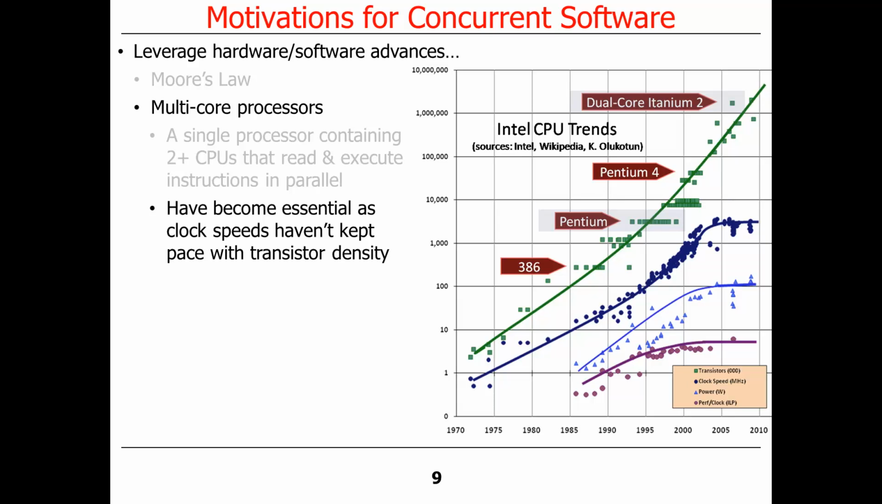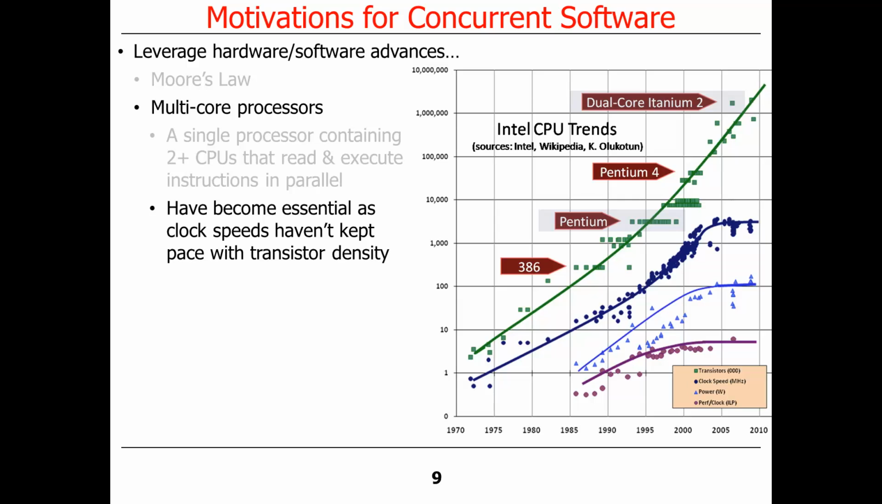Yeah? So isn't a CPU like a processor? A CPU is indeed like a processor. In fact, it's so much like a processor, it's its middle name, CPU. What's a single processor containing 2+ processors? So they're cores, right? They're processing cores.